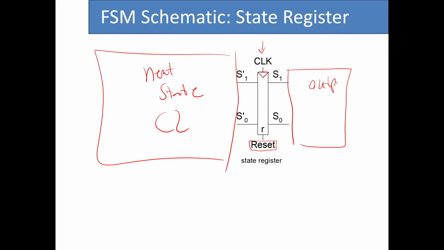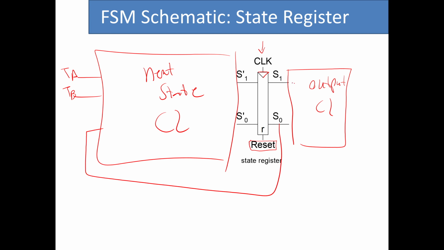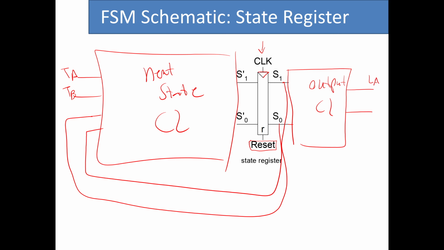So the output logic unit here. We have TA, TB as two inputs, and also the current state of the system as the two inputs that come from the left side of the next state logic. And for this one, we create the signals for LA and LB. Of course, since each one of them had 2 bits, this is LA1, LA0, and this one is LB1, LB0.